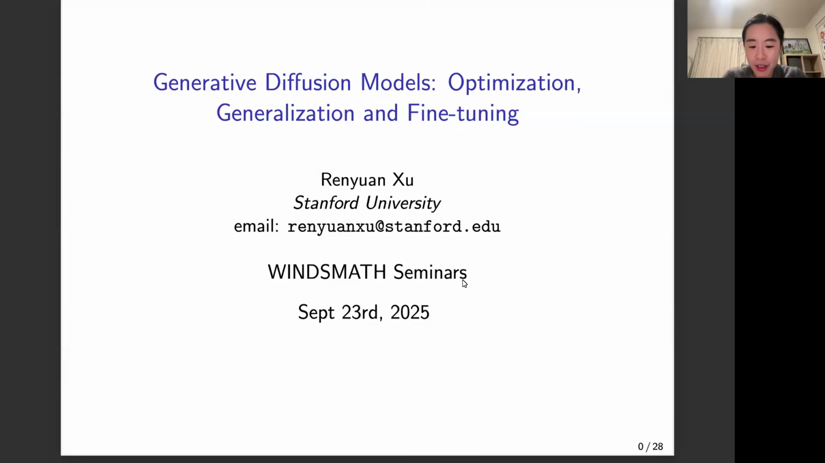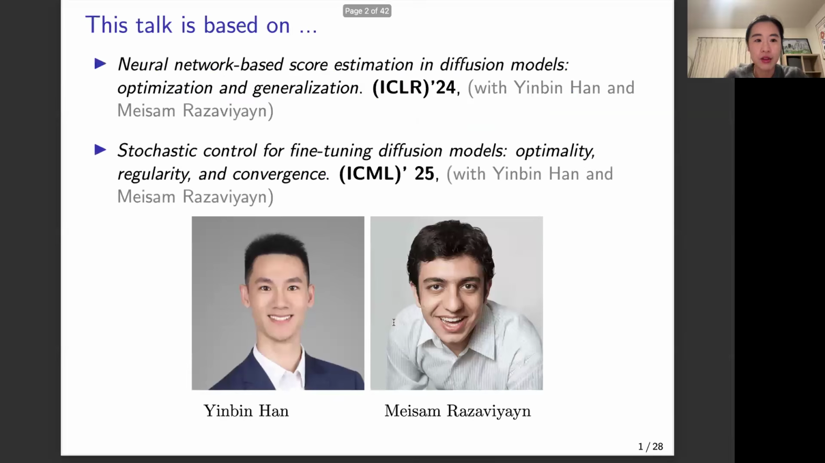Today I'm going to talk about some recent work on generative diffusion models from the aspect of optimization, generalization, and fine-tuning. This talk is based on two papers. The first paper is neural network-based score estimation in diffusion models, which was published at ICLR in 2024. And the second paper is stochastic control for fine-tuning diffusion models. We talked about optimality, regularity, and the convergence of the algorithm.